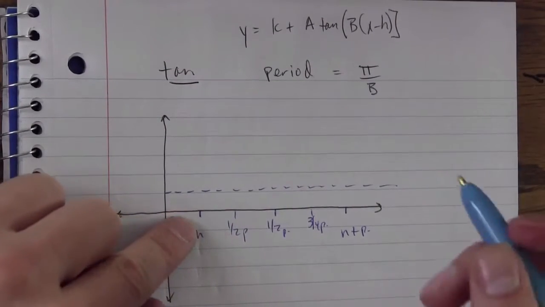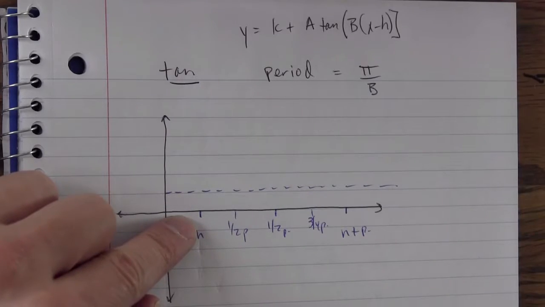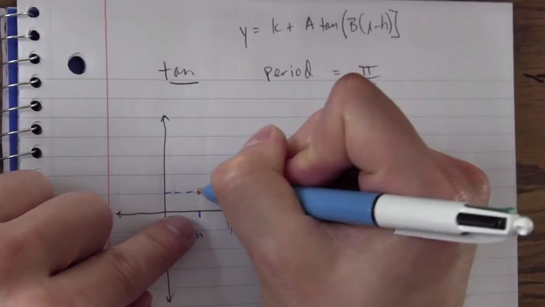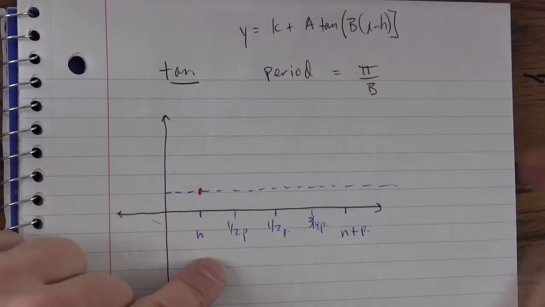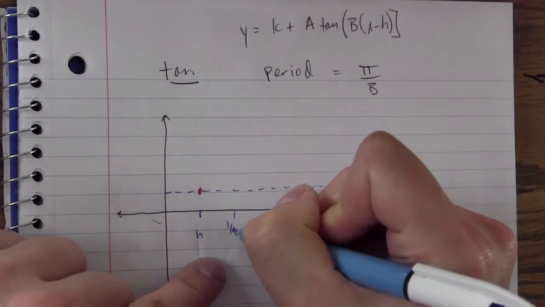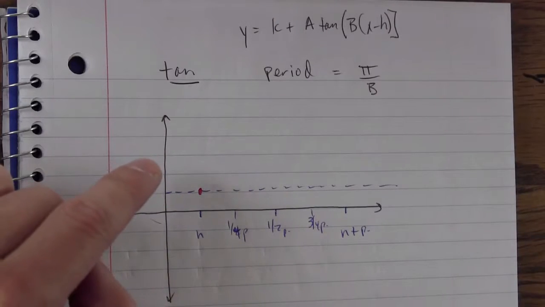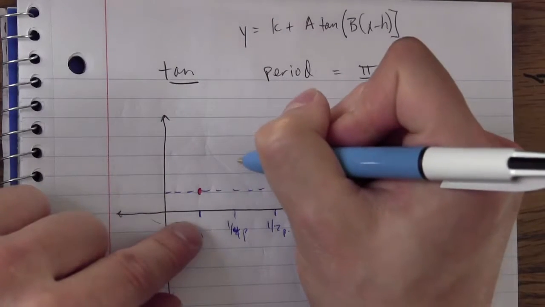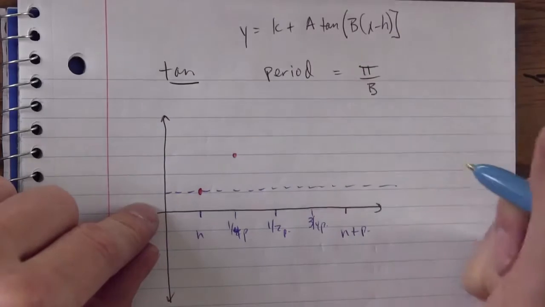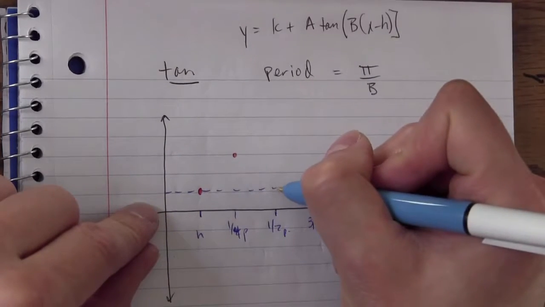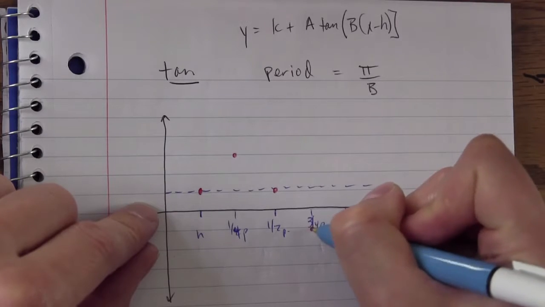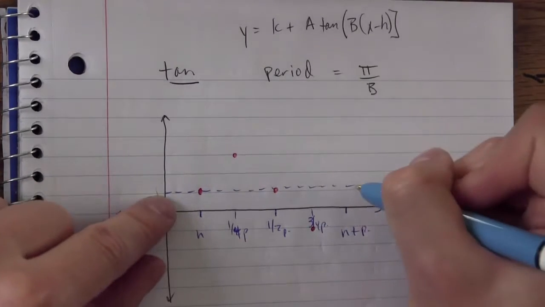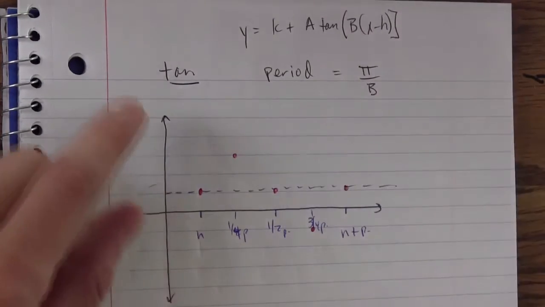At 0, tangent is 0. So drop a point there. At 1/4 period, tangent is 1 amplitude up. At half period, you put another 0 point. At 3/4 period, you go amplitude down, and then we end right where we started at 0.